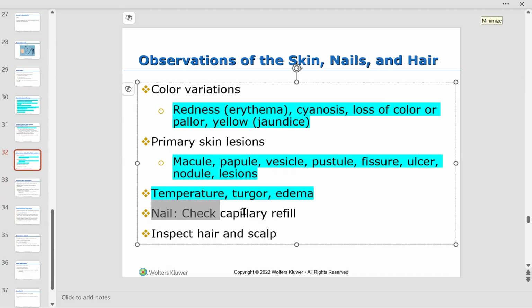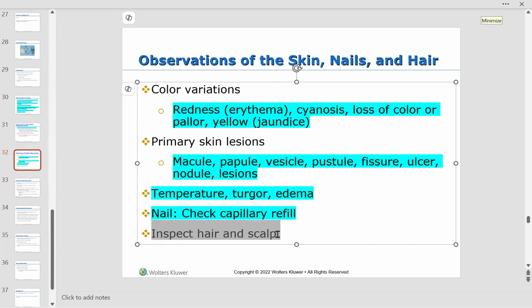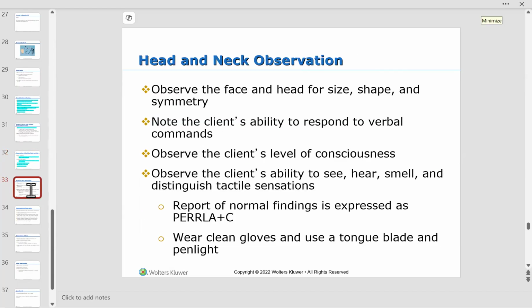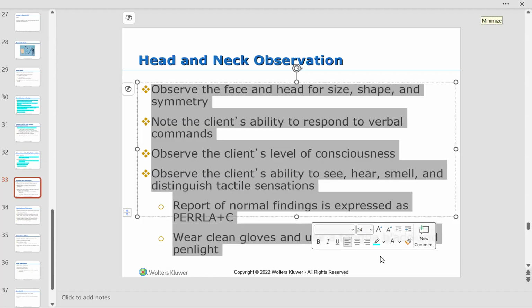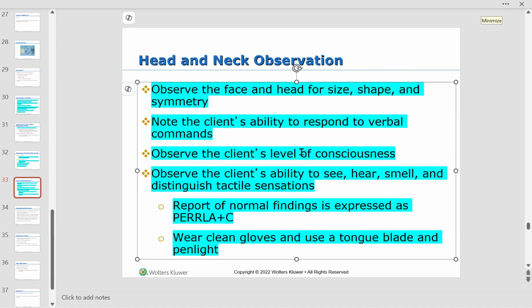When you do look at their hands, you're checking cap refill on their nails, and you're looking at their head. Is it normocephalic? In other words, does it look uneven? Do they have a steel plate in their head? How does their hair look? Does it look healthy? Does it look thinning? Are they losing their hair? Is it dry? All these things matter, right? And then, observing their face and head for symmetry. Can they respond to commands? Okay, or can they respond to questions? That tells you what their level of consciousness is.